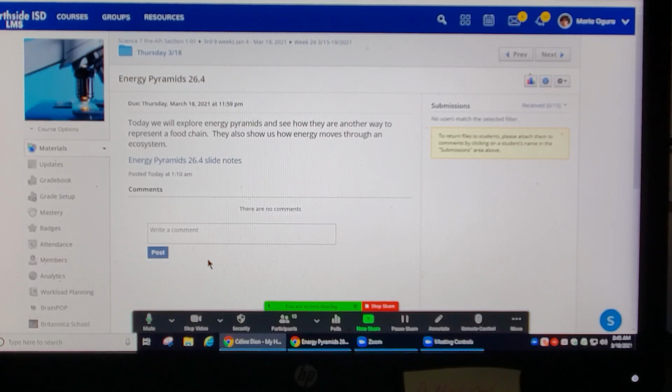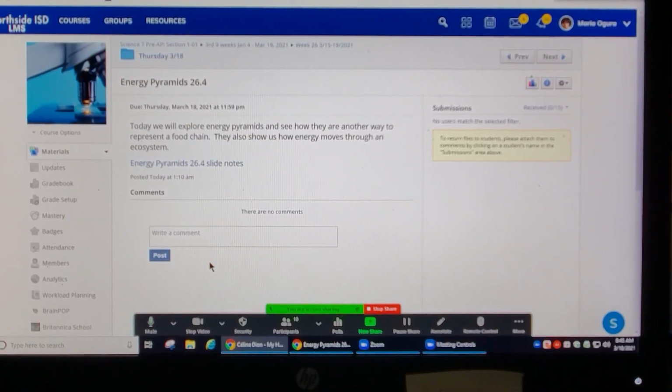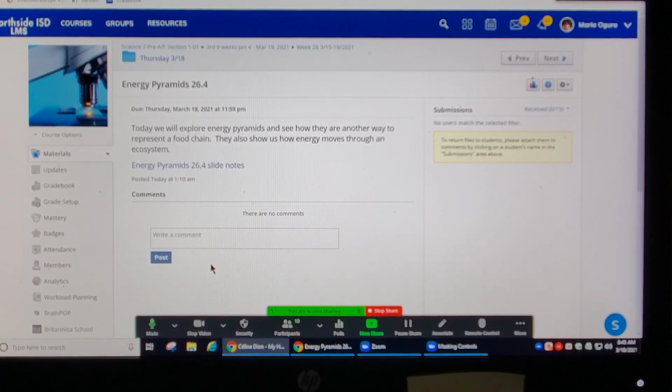Today, we're going to be talking about something called energy pyramids. And as I say here, it's just another way that we can represent a food chain and a food web. It does the same thing a food chain and a food web does, which is to show us how energy moves through an ecosystem. So let's look at the slides.